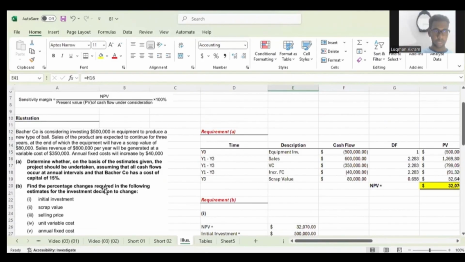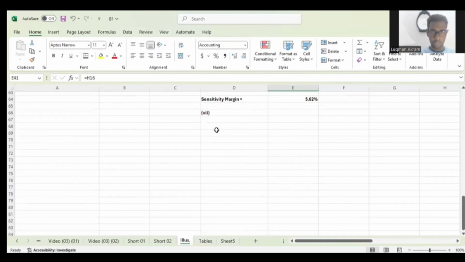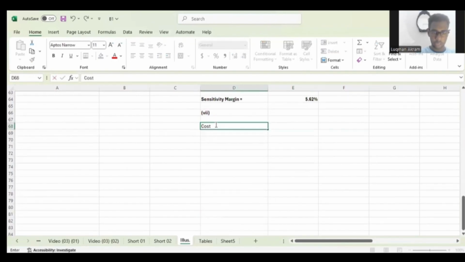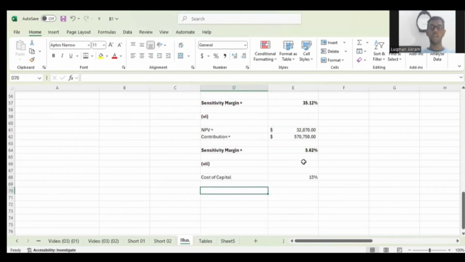So the cost of capital given in the question is 15%. Calculating this is a bit different because we will have to utilize another known method. So let's put on the cost of capital here, which is 15%. So how we are going to calculate the sensitivity of the cost of capital would be, we are going to utilize the IRR.